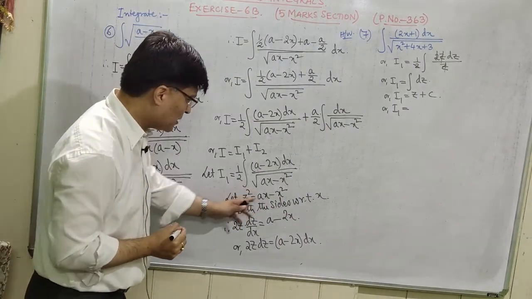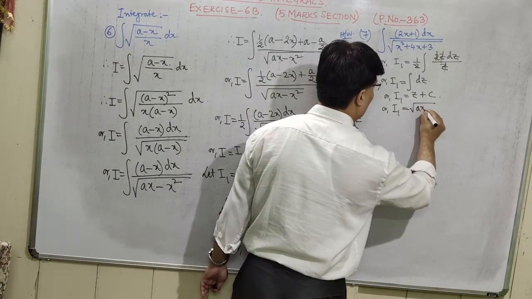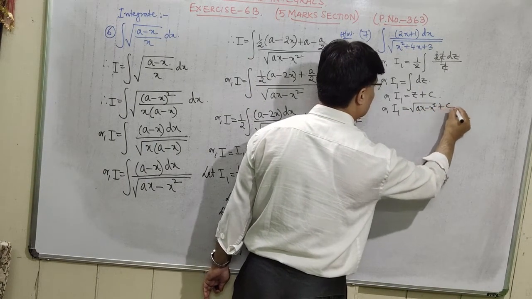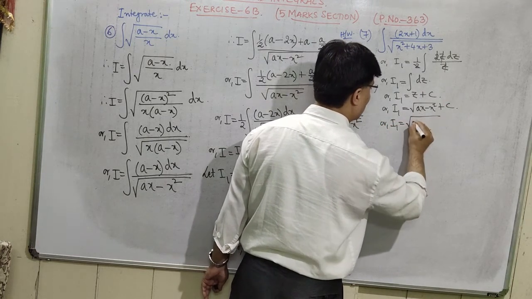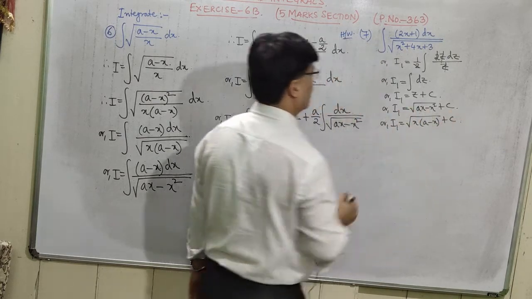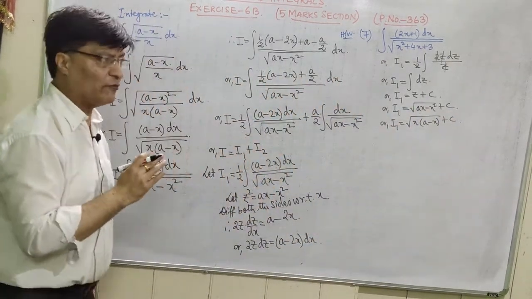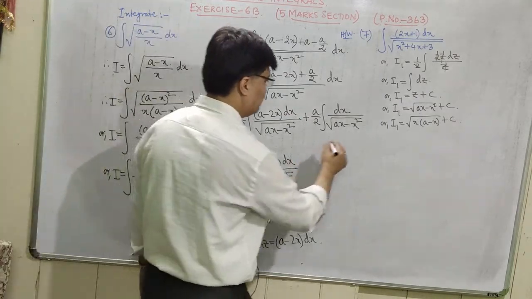So I1 is equal to, what was z actually? z square is equal to ax minus x square. So it is root over ax minus x square plus c. Or you may write it as I1 is equal to root over, what is common here? x within bracket a minus x, plus c. So just now we got the value for I1. Okay, so let us calculate I2.